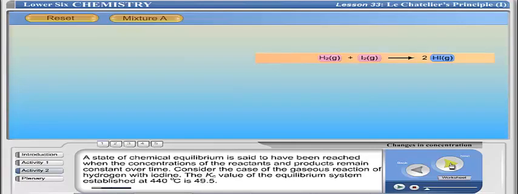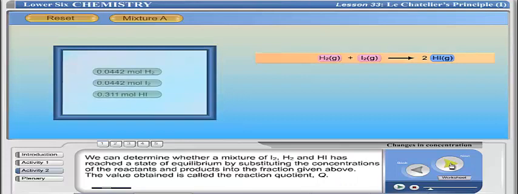A state of chemical equilibrium is said to have been reached when the concentrations of the reactants and products remain constant over time. Consider the case of the gaseous reaction of hydrogen with iodine. The Kc value of the equilibrium system established at 440 degrees Celsius is 49.5.